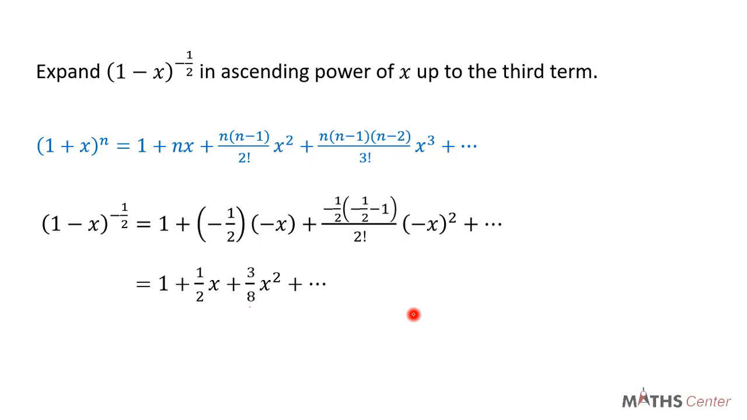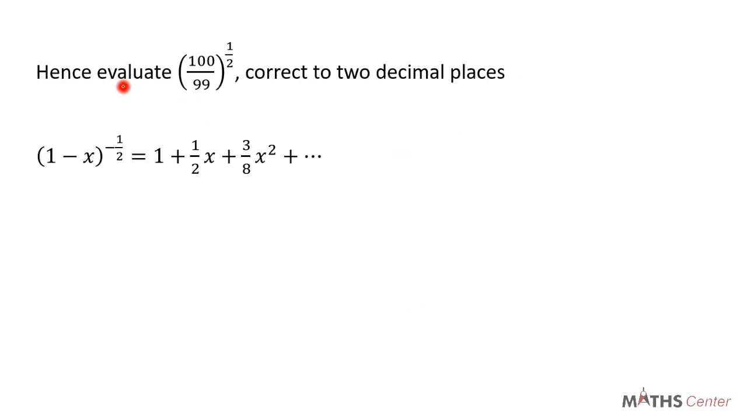Let's consider the second part of the question. The second part of the question says that we should use our expansion to evaluate 100 divided by 99 exponent half and correct our answer to 2 decimal places. This is our expansion. In order for us to use our expansion to evaluate 100 divided by 99 exponent half, we will have to express 100 divided by 99 exponent half in the same form as 1 minus x exponent negative half, so that we can get the value of x. Then we will substitute that value of x into the expansion.